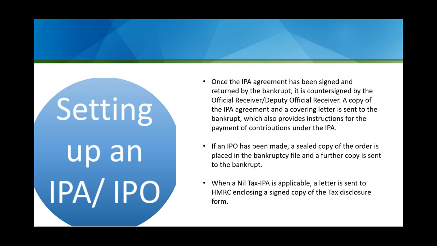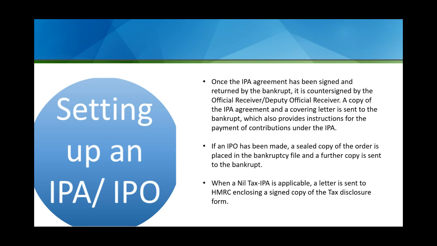So once an IPA has been agreed, the official receivers send out what we call an IPA agreement. Once it's been signed and returned back to us, it is countersigned by the official receiver or deputy official receiver. Once it's been countersigned, it then becomes a legal binding document. A copy of the IPA agreement and covering letter is sent to the bankrupt, which provides instructions for payments of contributions under the IPA.